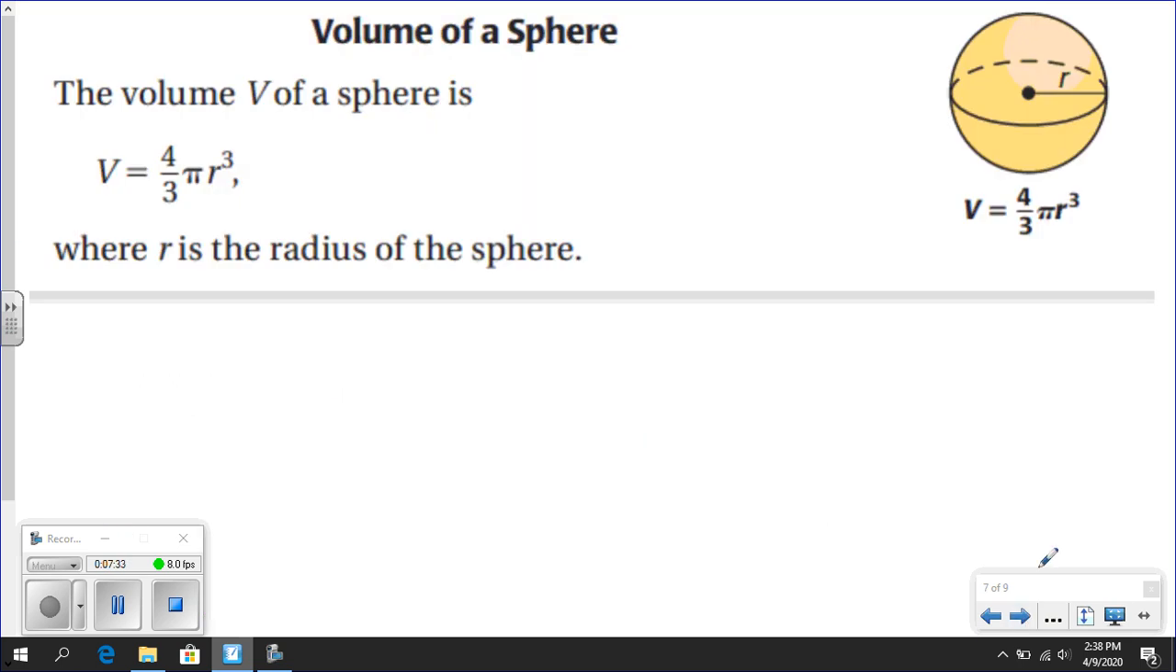Next, we're going to talk about the volume of a sphere. So the volume, V, is equal to 4/3 times pi times the radius cubed. All right, and once again, R is the radius.